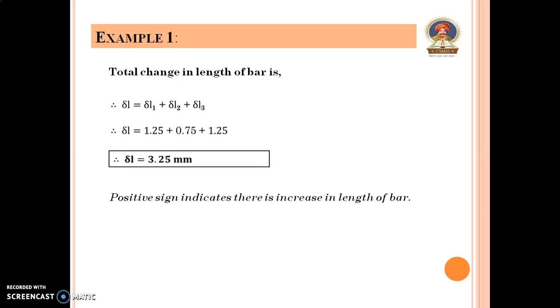Here the positive sign indicates there is increase in length of bar. Therefore the increase in length of bar is equal to 3.25 mm.